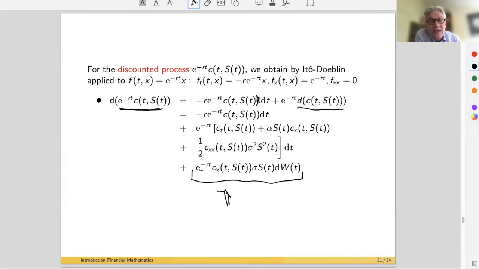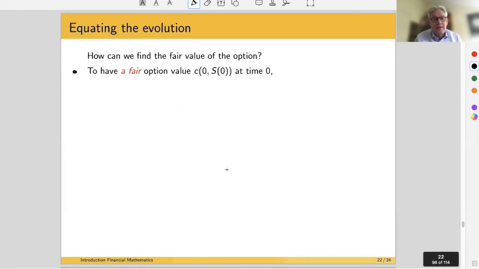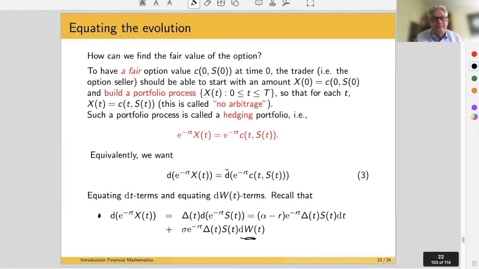e to the power minus rt is in both expressions. Sigma and S is there. Here is dC/dx, or dC/dS in this case. And the other part we had delta. Yeah, so here we had delta. The delta here. That's the only difference in the dW terms. So they should be equal in order to force this equality.